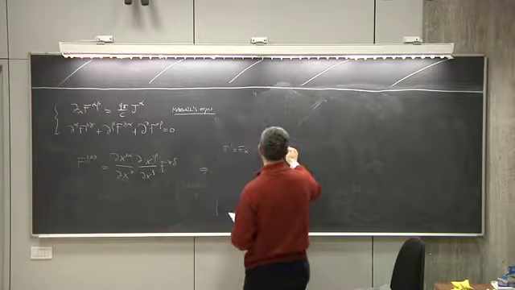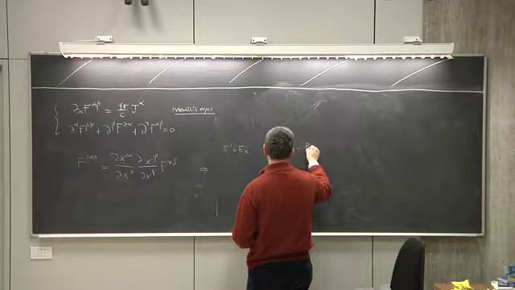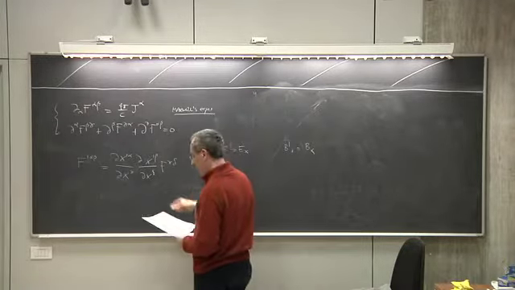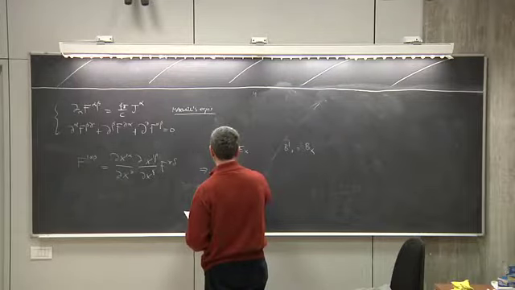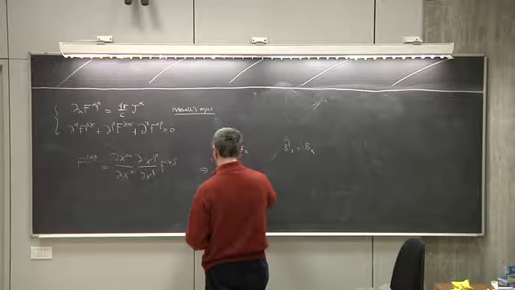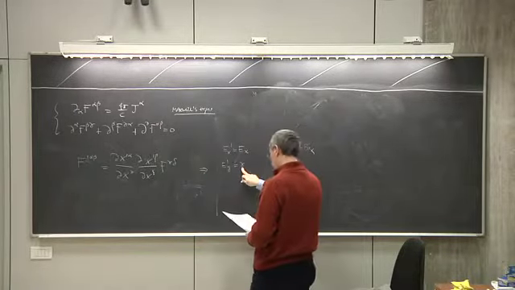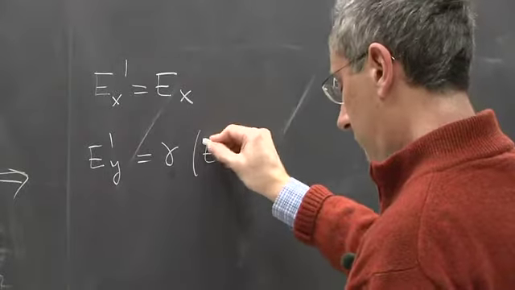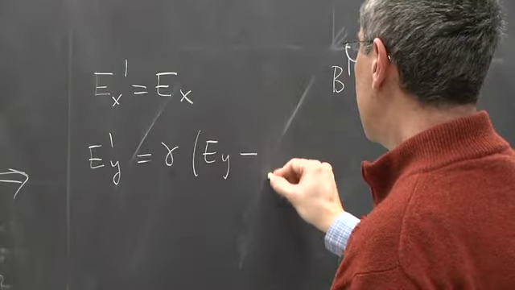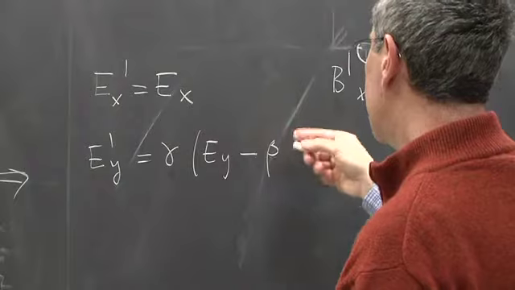Okay. And the other two get the boost. So E prime, the x component of the electric field, and the y component, gets this Lorentz contraction effect. Let me call beta V divided by c.